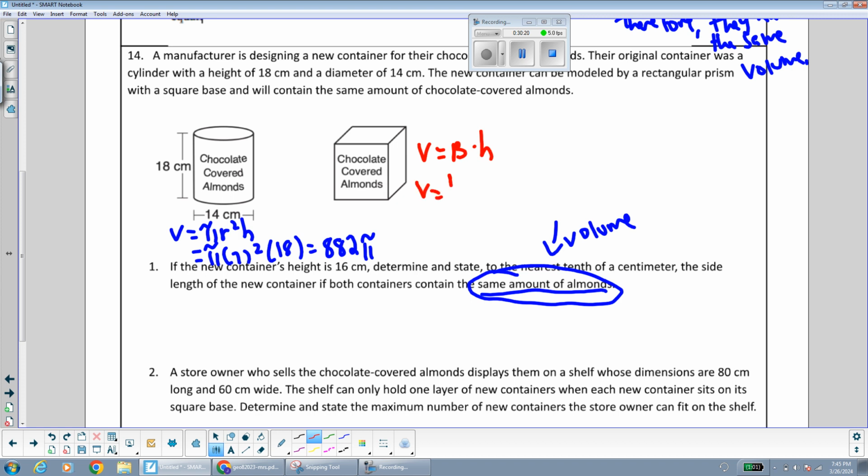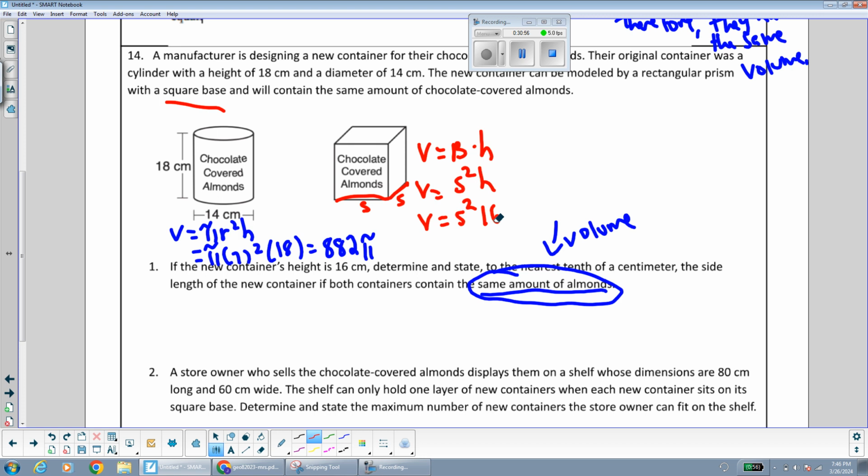The new container is a rectangular prism, so that's area of the base times the height. And since it's a rectangular prism, that's length times width times height. Oh, sorry, the rectangular prism has a square base. So the length and the width are going to be the same. So I'm just going to represent that as side squared, because it's whatever the side is times itself. And it tells us that the height is 16.